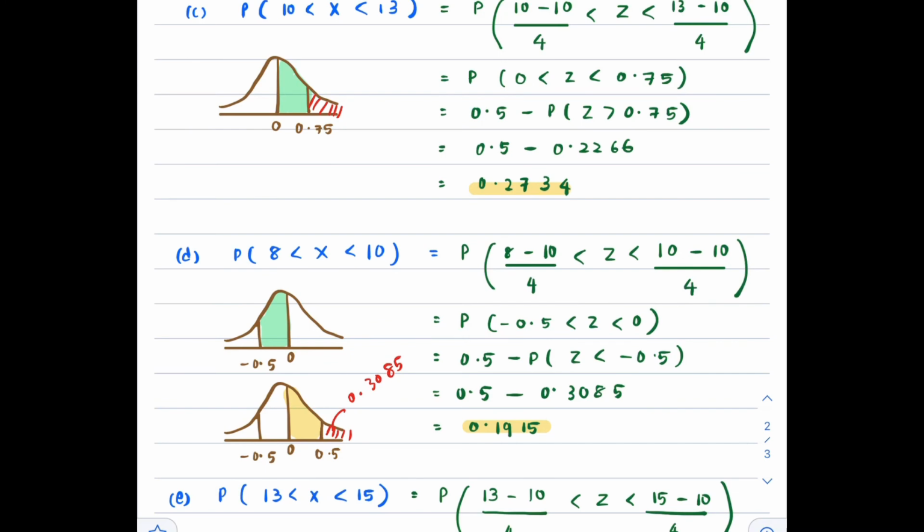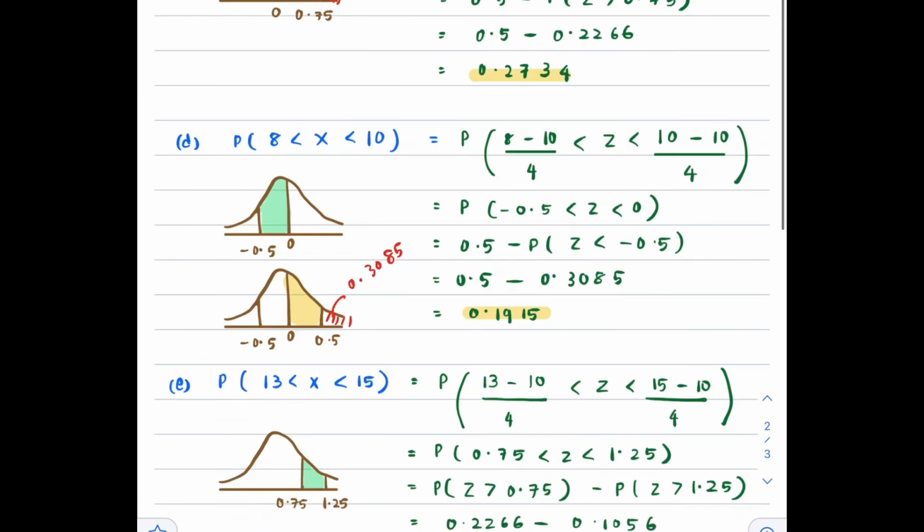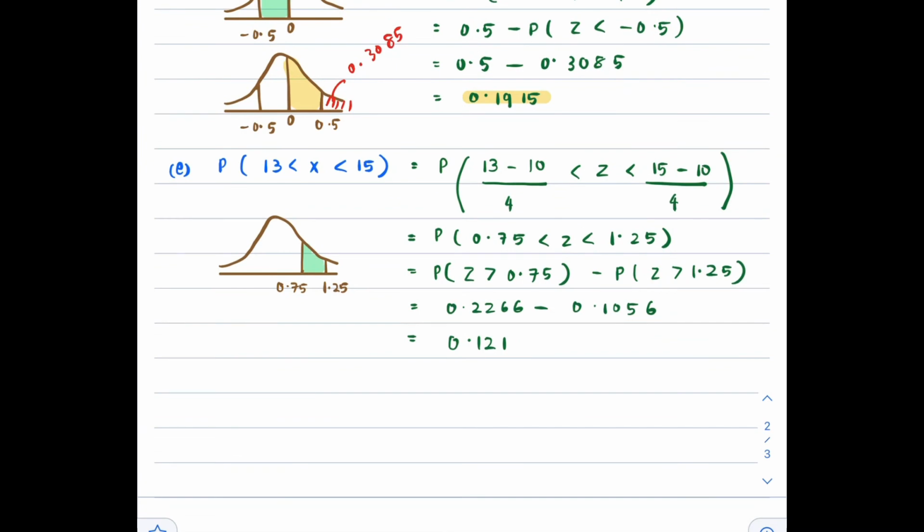Okay, the last one, part E. In part E, you have the question of 13 up until 15. So just convert to the standard normal first. Convert to Z: 13 minus 10 over 4, 15 minus 10 over 4. So you will have 0.75 up until 1.25. Okay, so you have this shaded area if you illustrate it in the bell-shaped curve, 0.75 up until 1.25.